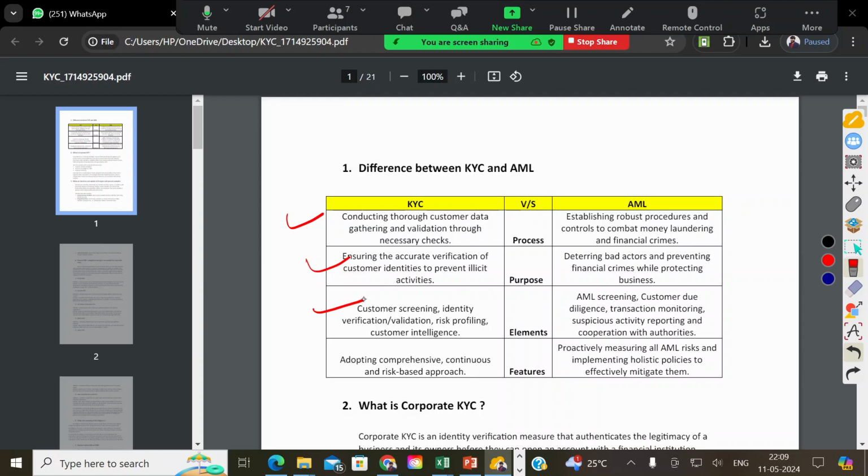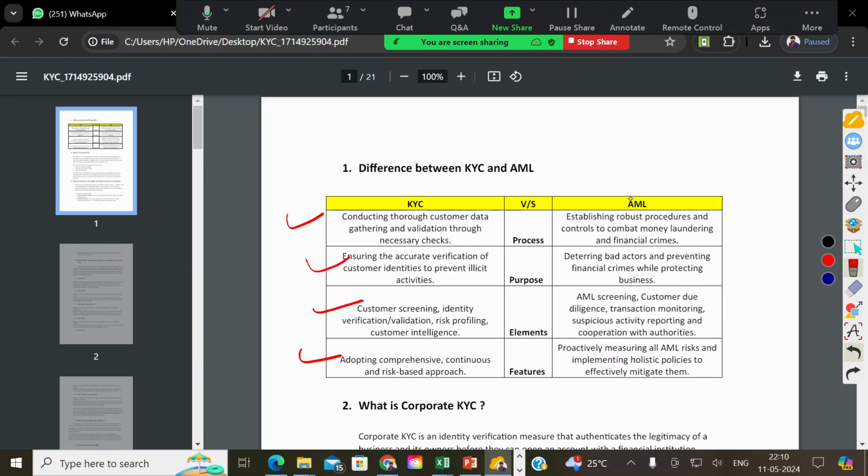If you see in the banking system, most banks avoid offering loans to politically exposed persons or criminals. All right, and we should follow that. If you offer loans to everyone, then it again becomes difficult to recover. Okay, so another feature is adopting a comprehensive, continuous, and risk-based approach under KYC. That's an adaptive and comprehensive approach. So it gives us more detailed information about the customer.